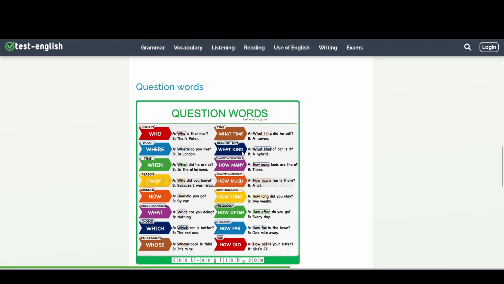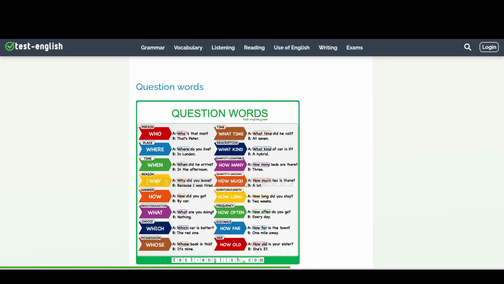For a description, what kind? What kind of car is it? It's a hybrid. To ask about countable nouns, we use how many. How many beds are there? There are 3. And to ask a question about an uncountable noun, we use how much. How much tea is there?